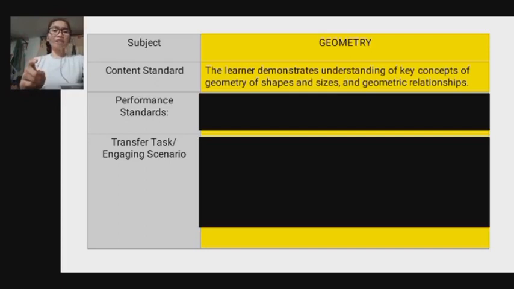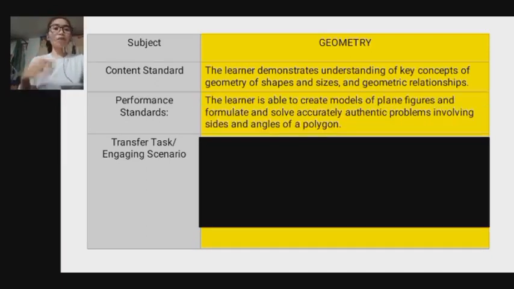So that's the content standard. Next, the performance standards. The learner is able to create models of plane figures and formulate and solve accurately authentic problems involving sides and angles of a polygon. Next is the transfer task or the engaging scenario.